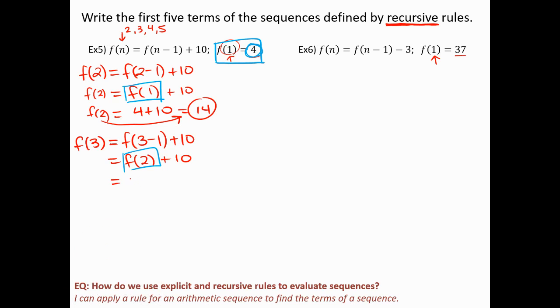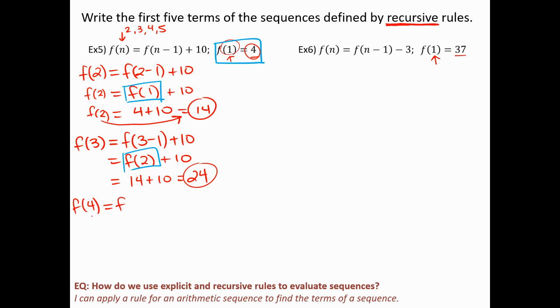So this would be 14 plus 10, which is 24. And there's my third term. Remember, my first term was back at the top. It was given to me as the 4. So I have 4, 14, 24. You should be able to start seeing a pattern here, but we're going to go ahead and continue using the rule because that's what we're working. Our focus today is practicing using the rule.